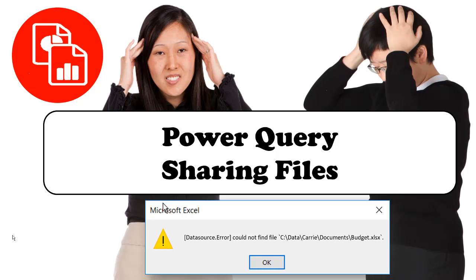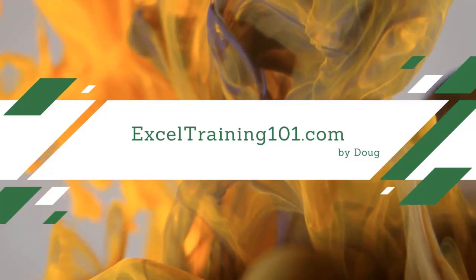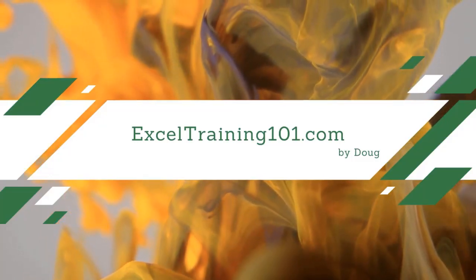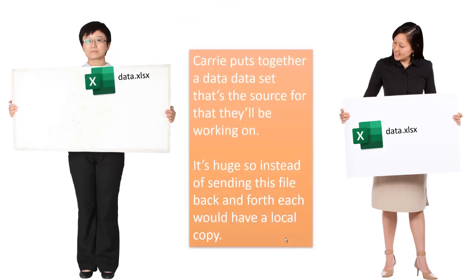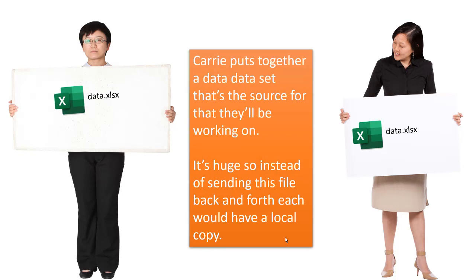Well, what does that look like? Let's go through a simple scenario. Let's say Carrie and Babs are working on the same project. Carrie puts together a data set, and that's the data source for what they'll be working on. It's large, so she sends that over to Babs right here on the left. Instead of sending this huge data file back and forth, she sends it to Babs so they can work off it with her analysis.